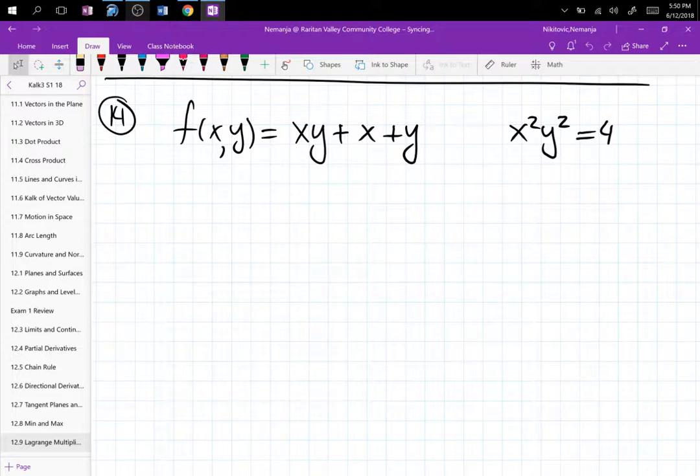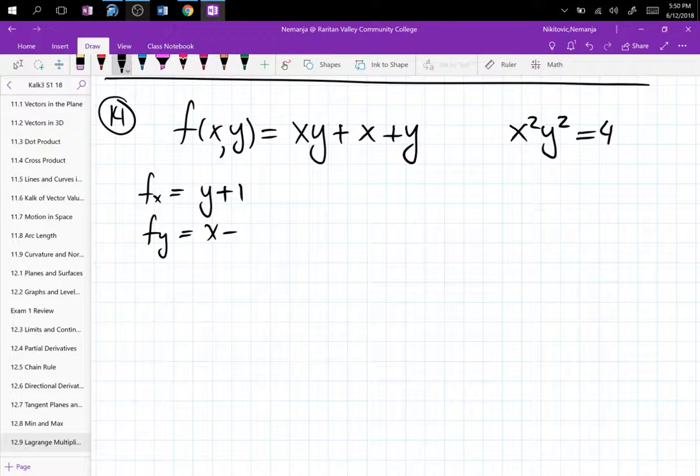Let's take a look at this together. So I need my partial derivatives. So f x is going to be y plus 1. F y is going to be x plus 1. At this point I go, yay, symmetric. Well, so far it's symmetric, so we'll see.